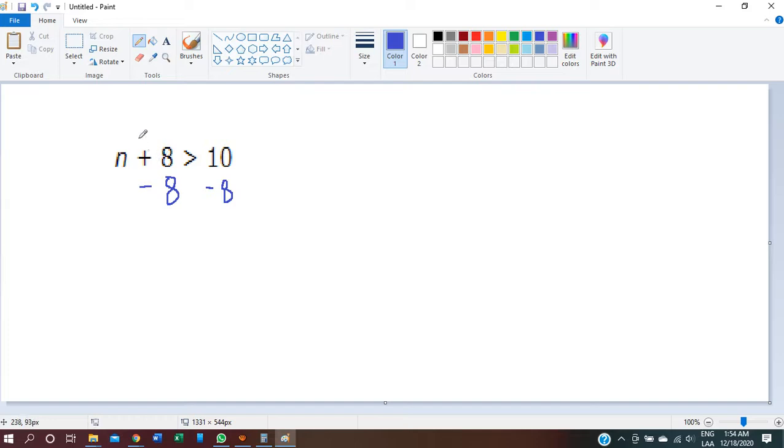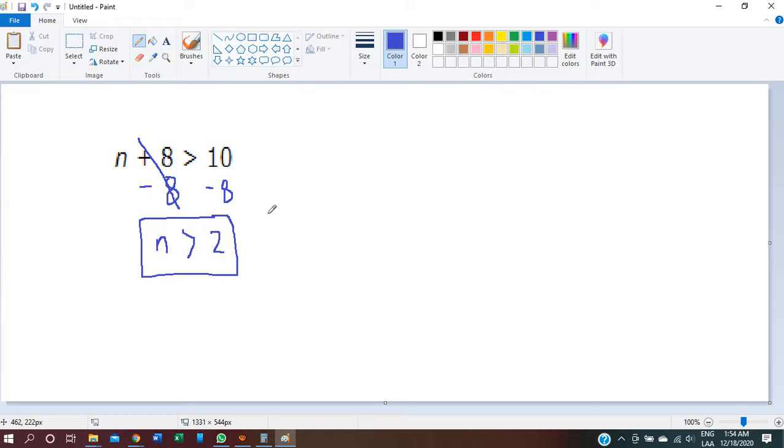Okay, now we can eliminate this because 8 minus 8 equals 0, so there is no point to write 0. So now only n is going to remain in here, and we just copy the symbol that is in here, and then we do this operation. 10 minus 8 equals 2. So now we have the solution. Okay, this is just the first part.